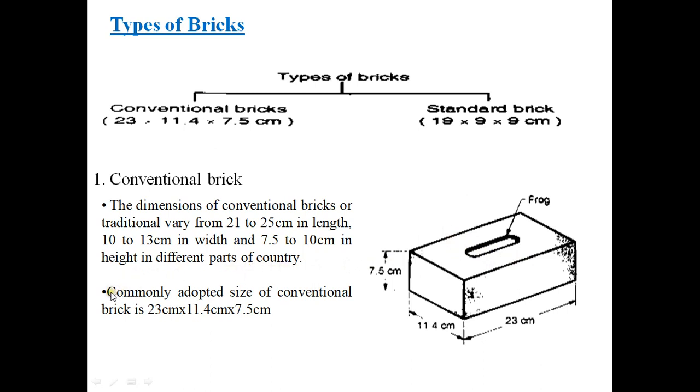And one more thing, the second point I have written here is that the commonly adopted size of conventional brick is 23 centimeter by 11.4 centimeter by 7.4 centimeter. In this image they have given the dimensions 23 centimeter by 11.4 centimeter by 7.4 centimeter. This is the size of brick which we are commonly using in the civil industry.